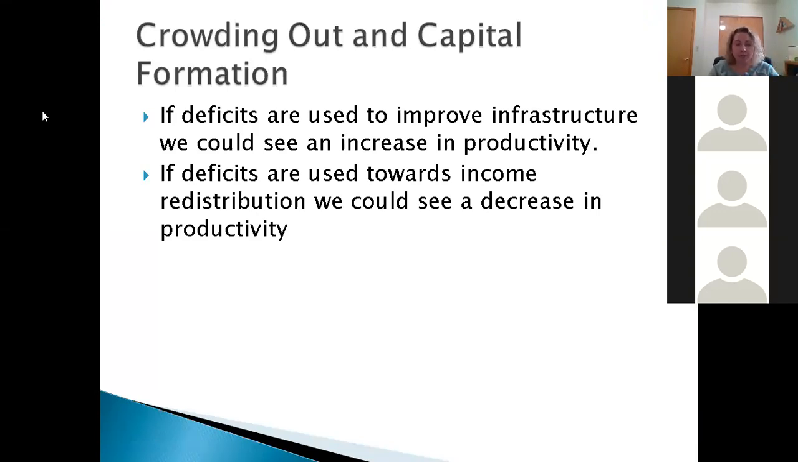So if deficits are used to improve infrastructure, so we're talking about roads, shipping ports, airports, any sort of line of distribution, that's really infrastructure that helps production. So if the government uses money to improve infrastructure, that really increases our capital when it comes to overall productivity in this country.